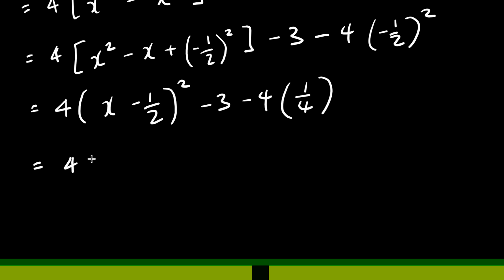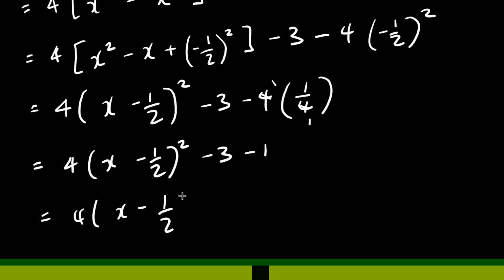All right. So we end up with 4 here times x minus a half all squared minus 3 minus 1, minus 4 times x minus a half all squared minus 4. All right, gentle people. Good stuff.